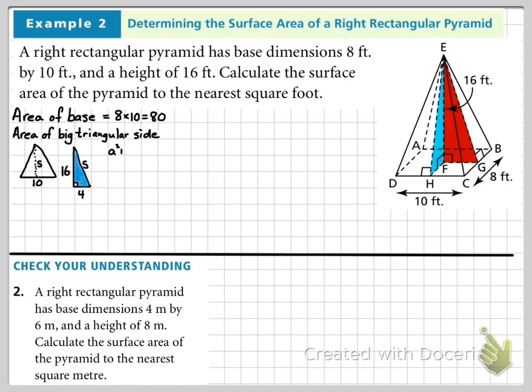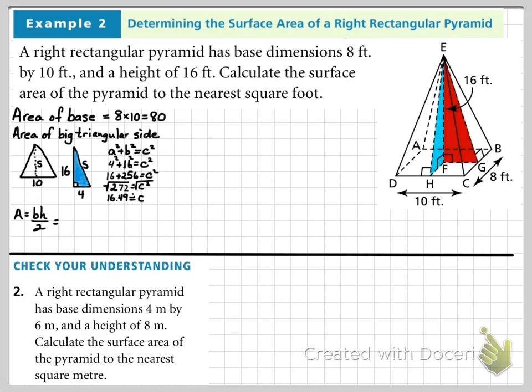Now when we keep going, the actual height is 16, so that means we have to figure out the slant height. So you're going to have to use the Pythagorean theorem, a squared plus b squared is equal to c squared. Plugging in, 4 squared plus 16 squared is equal to c squared. 16 plus 256 is equal to c squared. c squared is 272. Taking the square root of both sides, you're going to find c is approximately 16.49.